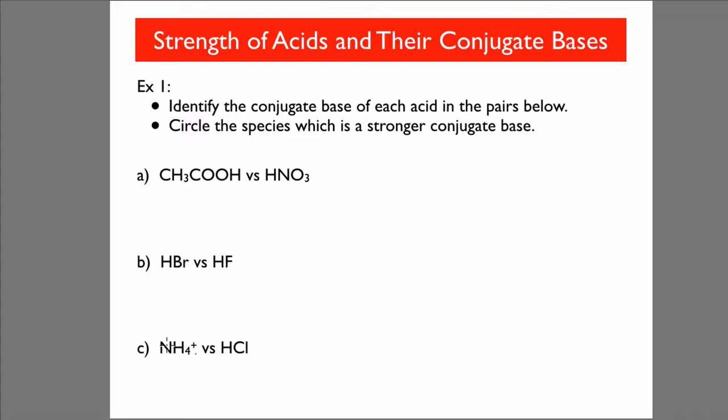Down here, NH4 plus and HCl. Once again, we know HCl is one of the strong acids, so it is going to have a weaker conjugate base. This is a weaker acid, so it's going to have a stronger conjugate base.